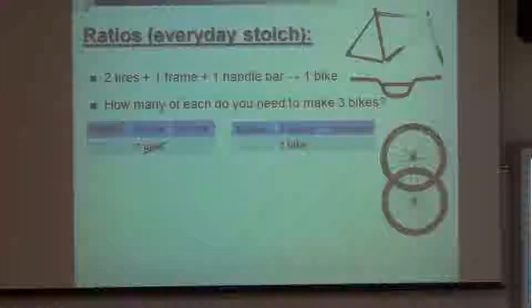Also, how many frames do we need? Well, we need 3 bikes and we need 1 frame per bike. So we're going to need 3 frames. And I'm not going to show you the calculation for the handlebars. I think you got it. I didn't even provide you a space for it, but it's exactly the same, except that here we'd have 1 handlebar per bike, and we'd have 3 handlebars.